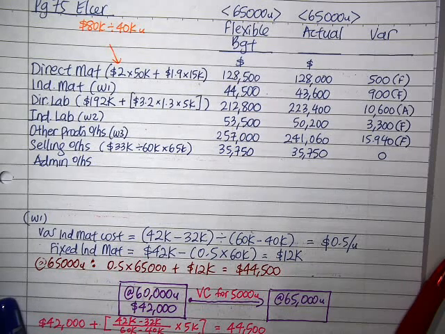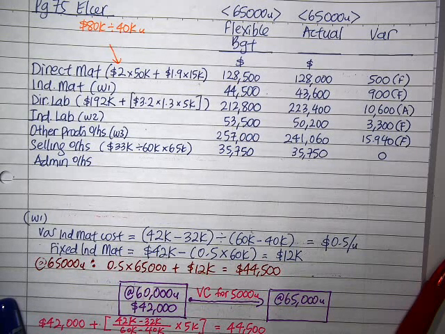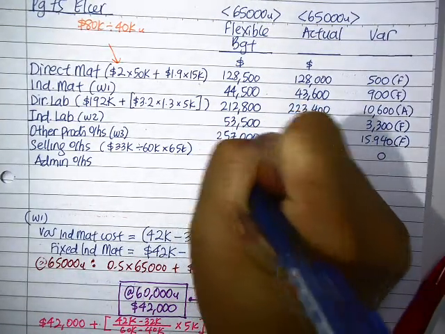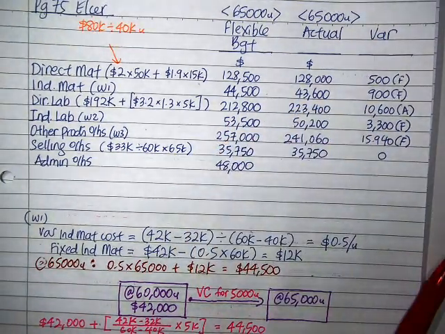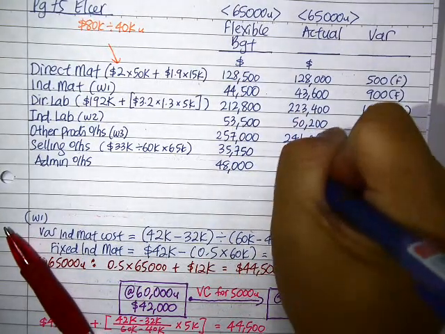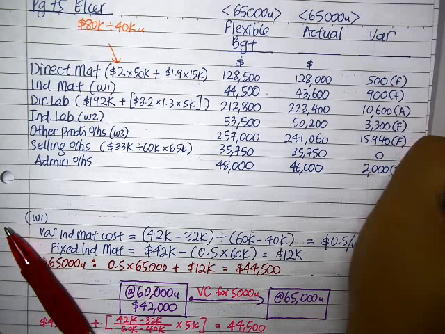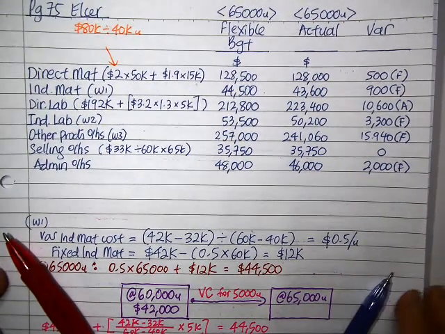And you look at the last one, admin overhead, class. The admin overhead, you see the amount given in the budget. What cost is that? Fixed cost or variable or what? It's fixed. So it's 48. 48 is not changing. So in that case, the budget will also be 48. But the actual amount turns out to be 46. So you have 2,000 favorable variance. Okay?